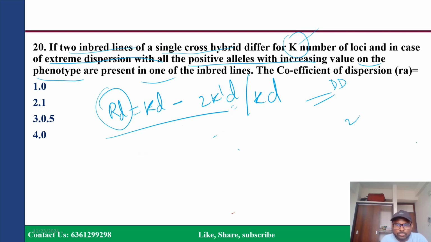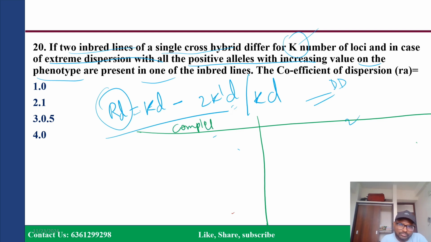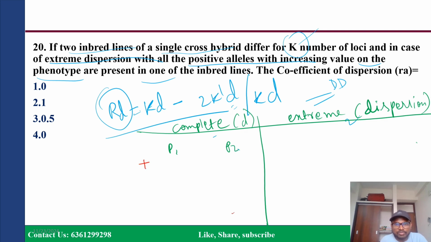For example, there are two conditions: one is complete dispersion and one is extreme dispersion. In complete dispersion, parent 1 is there, parent 2 is there. Here you take, say, 10 loci; k means any value you can take. Parent 1 has 5 positive and 5 negative, and parent 2 has 5 positive and 5 negative. That is the case of complete dispersion. Then RD in this case is 0.